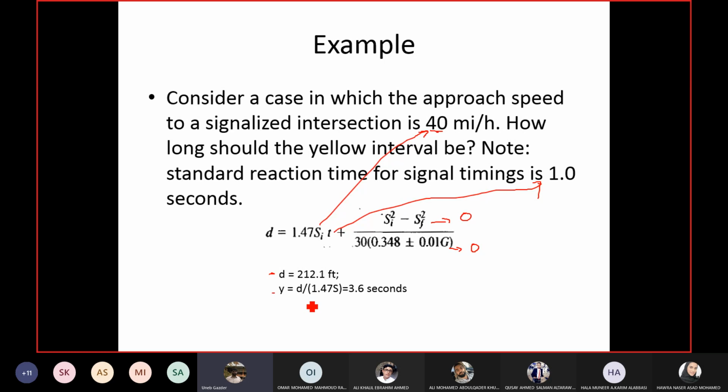Time is distance upon speed, d upon s, and since speed is in miles per hour, I need to incorporate the conversion factor as well. So 1.47 is the conversion factor. So the yellow interval should be at least 3.6 seconds. It will give enough time for the driver who doesn't have the stopping distance between him and the signal to pass.